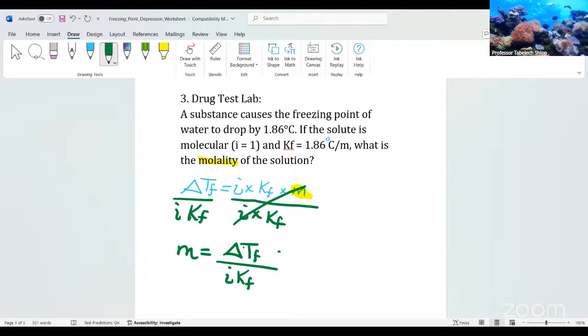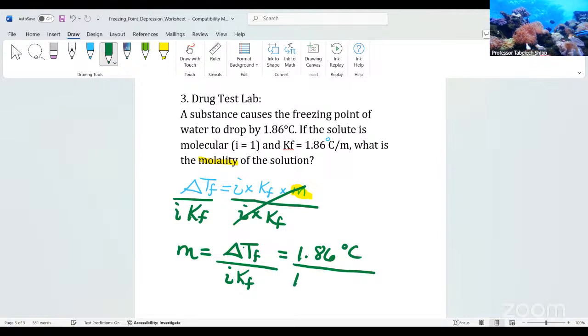Here's the case in point. They told you that the delta T of F was 1.86, the freezing point. So we're going to put 1.86 degrees Celsius right there on the very top. On the bottom, our I is equal to 1 in this part of the problem. And then they also told us the K of F was 1.86 degrees Celsius per molality.